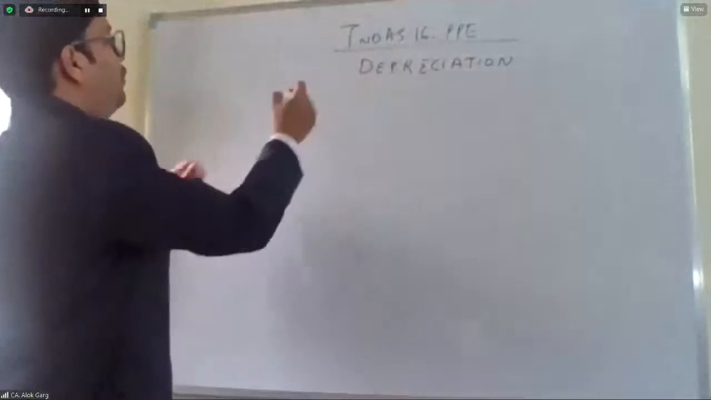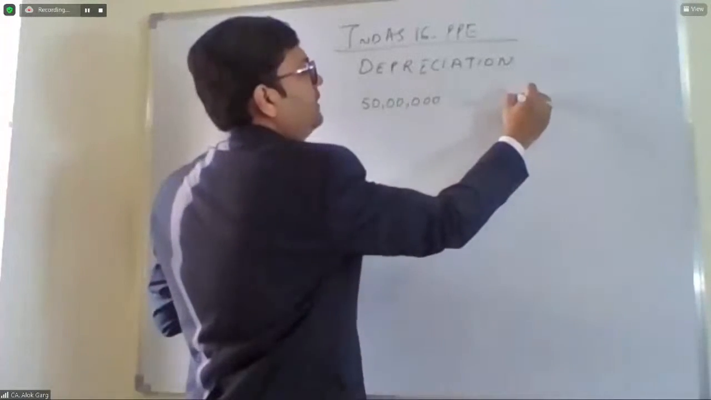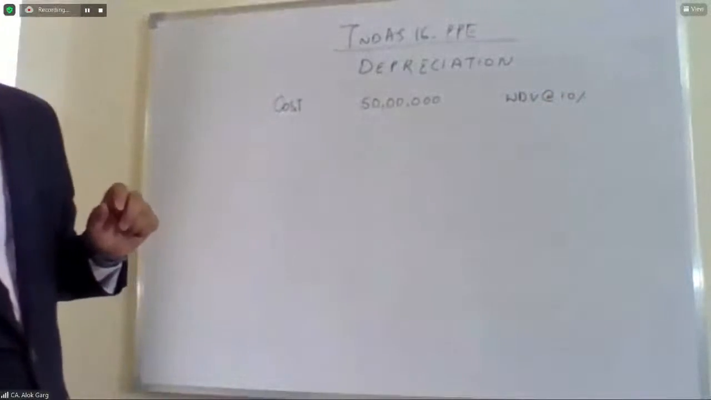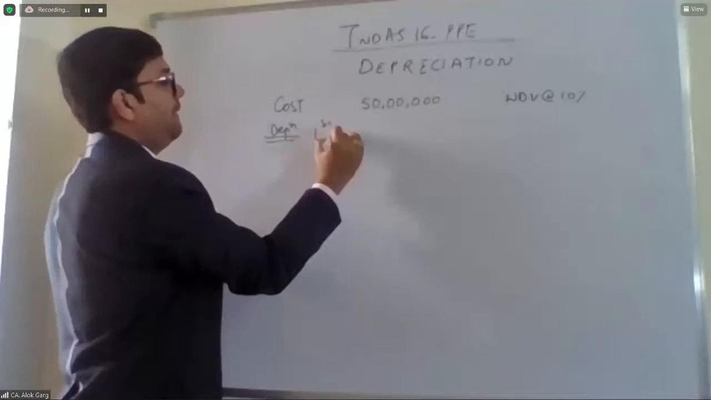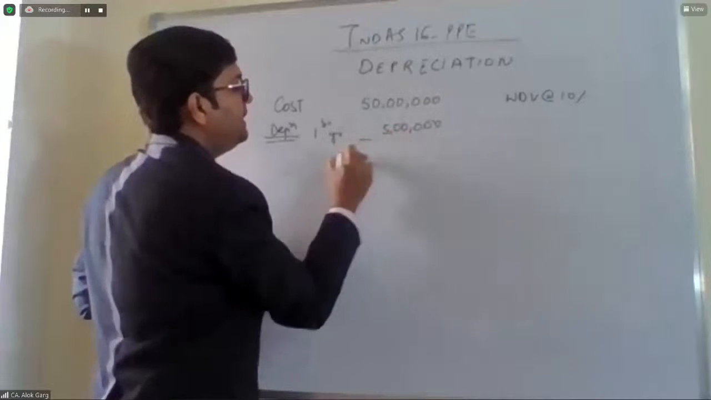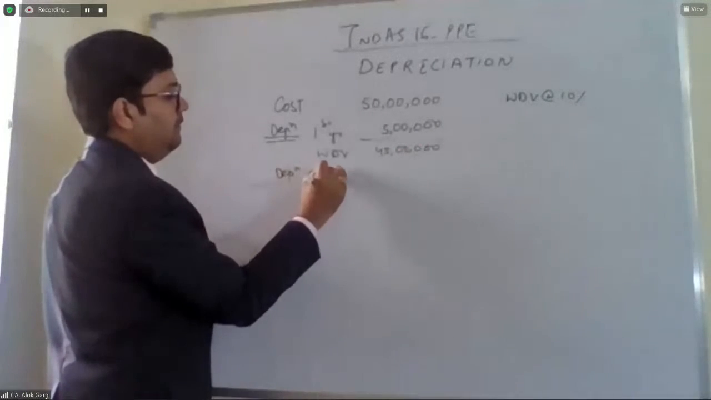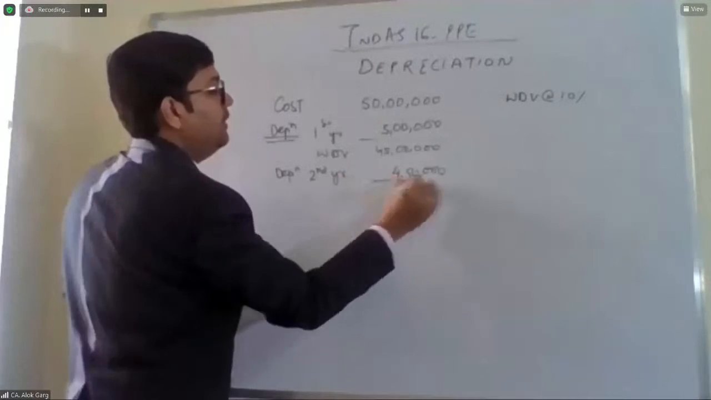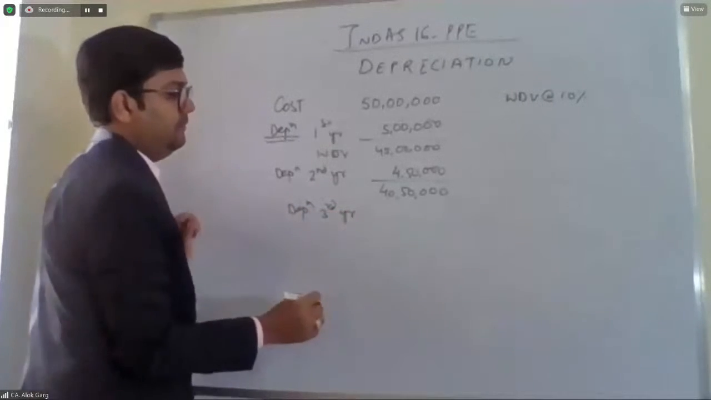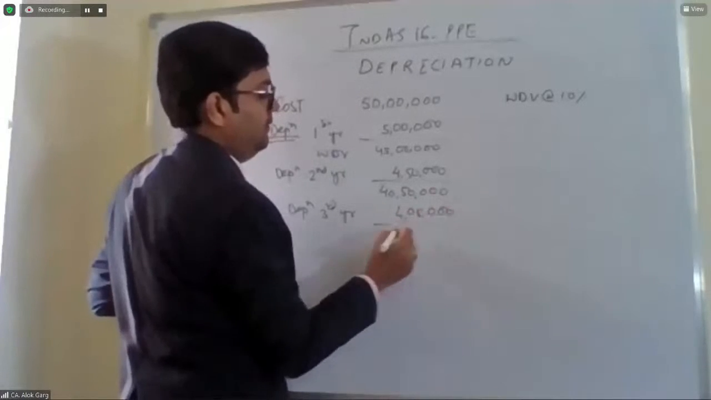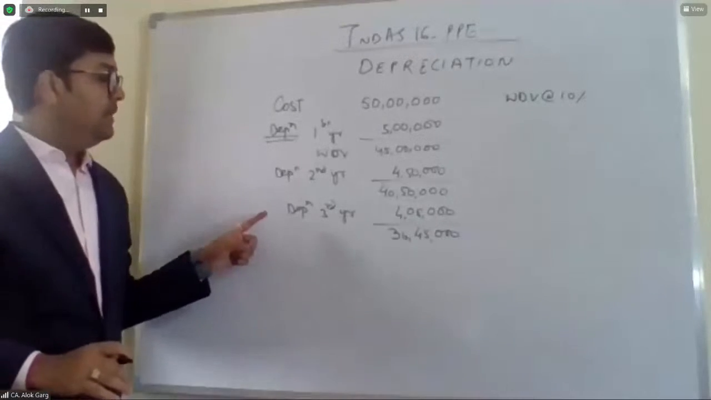The question is saying the cost was 50 lakh, and the method of depreciation is WDV at the rate of 10%. So what is the first year depreciation? It is 5 lakh. What is the WDV at the end of the first year? 45 lakh. What is the depreciation for the second year? It is 4,50,000. What is the WDV? 40,50,000. Depreciation for the third year is 4,05,000. The WDV is 36,45,000. So what is the WDV at the end of the third year? 36,45,000.